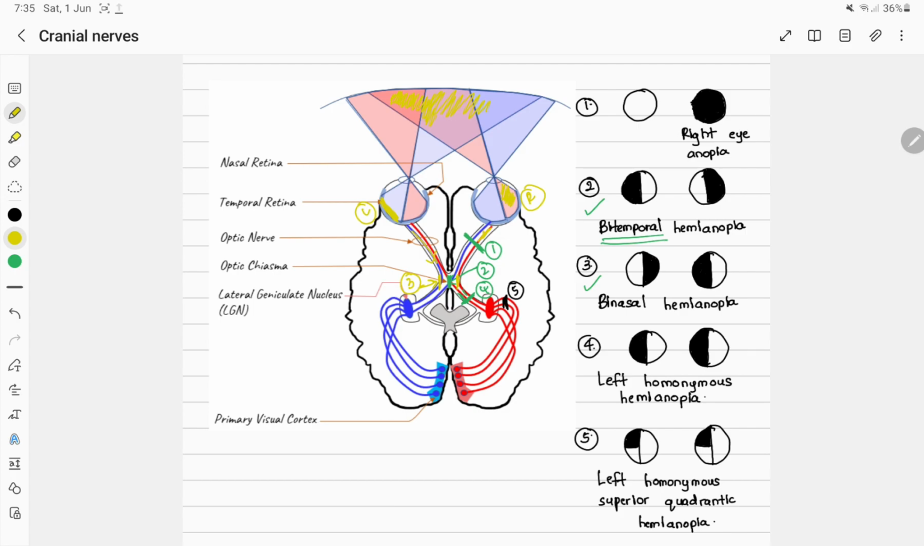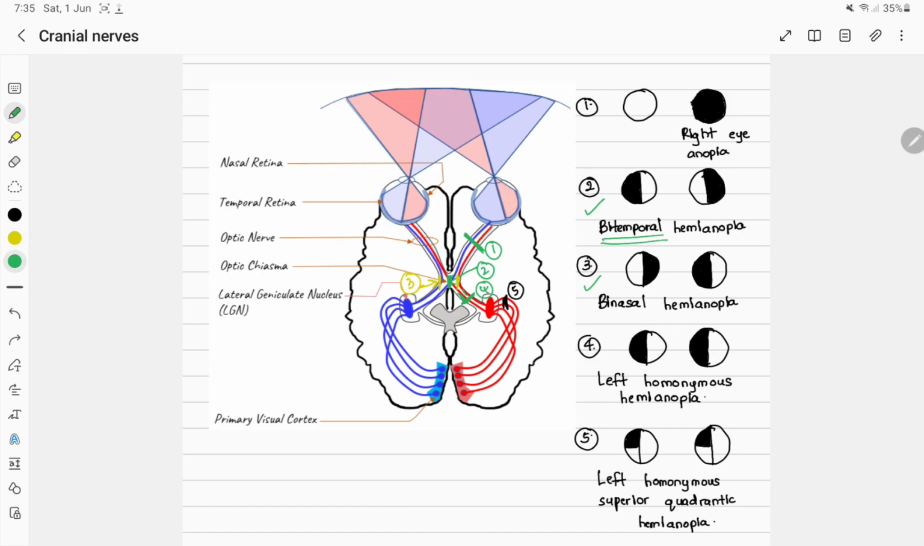So what happens in a bilateral lesion? There can be loss of vision in the nasal visual field in both visual fields. That is why we call it binasal hemianopia. You cannot see the nasal visual field on both sides.